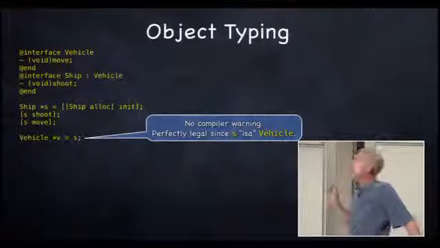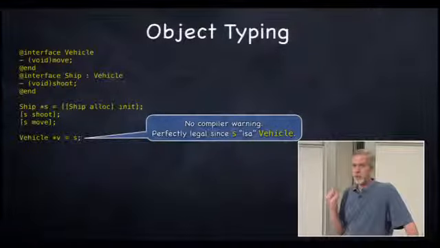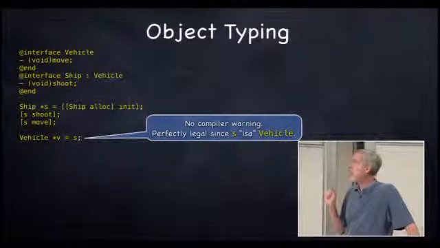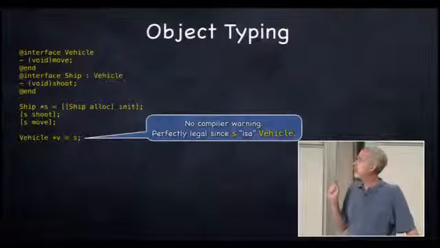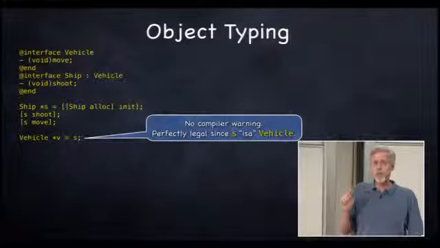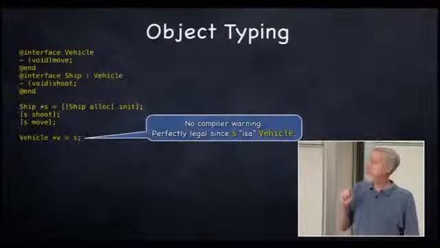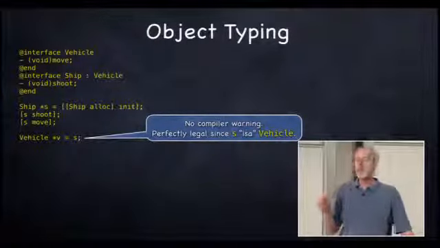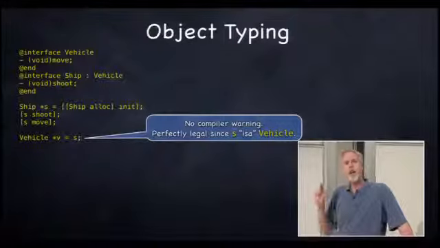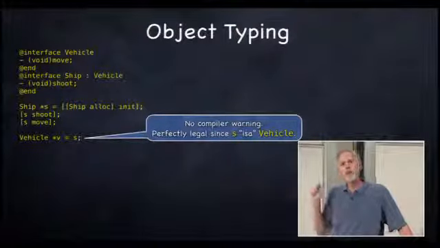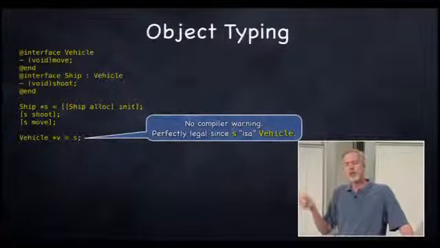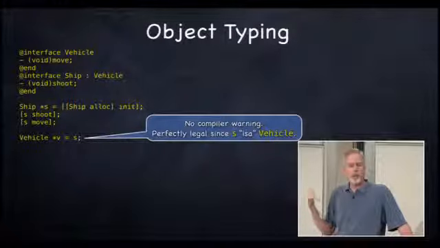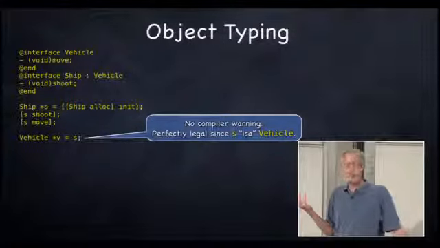Now I'm assigning a new variable, vehicle star v. So this is a statically typed pointer to an object of class vehicle. And I'm assigning s to that. The compiler's not going to warn me here, because a ship is a vehicle. So it's perfectly fine for me to set a vehicle variable to be a ship. Again, normal object-oriented stuff here as well.